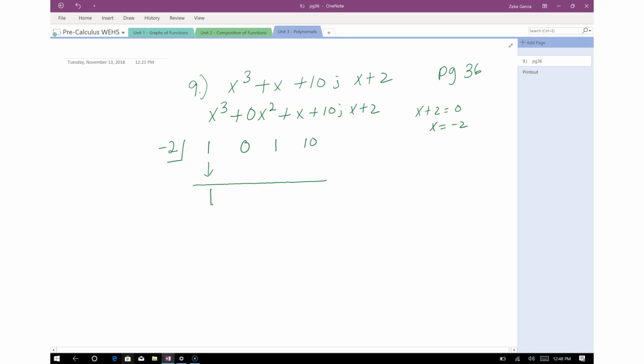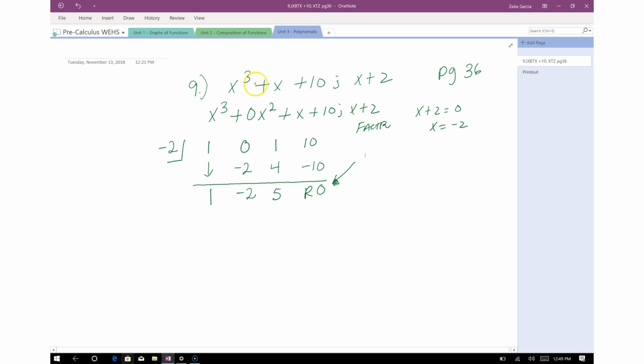And then we're going to multiply negative 2 times 1, which is negative 2. We're going to add 0 plus negative 2, which gives us negative 2. Negative 2 times negative 2 is positive 4. 1 plus 4 is 5. And negative 2 times 5 is negative 10. 10 plus negative 10 is 0. And you notice that there's a remainder of 0. So we can say that x plus 2 is a factor.